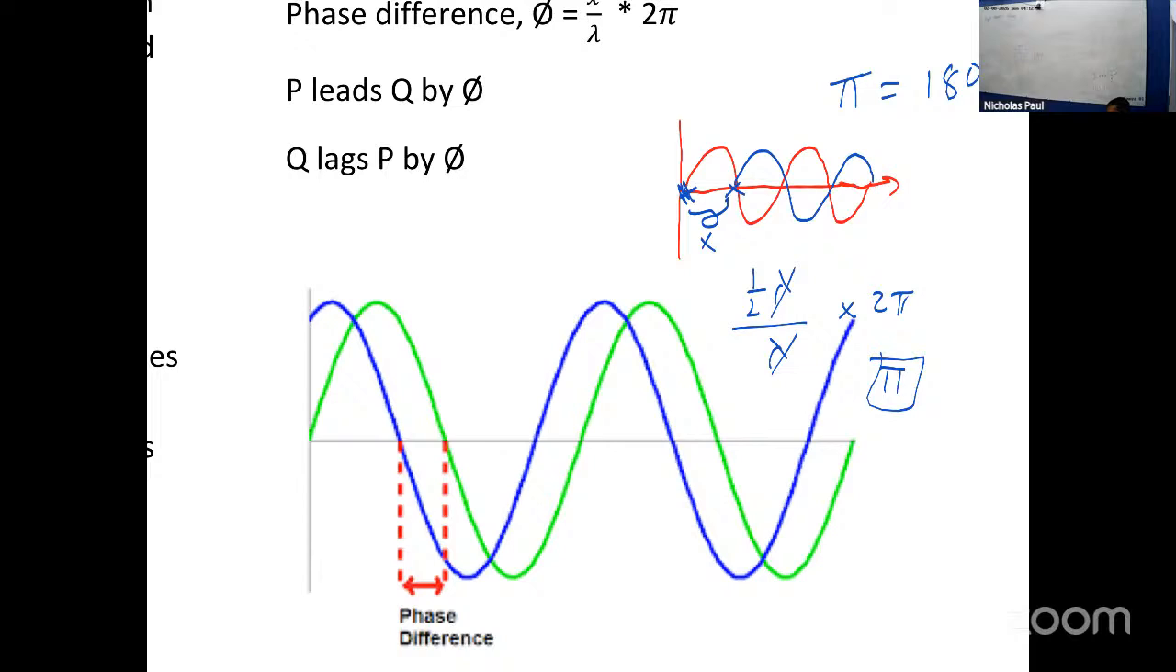So to locate phase difference, you find the distance between the waves, divide by lambda, and multiply by 2 pi. Right?